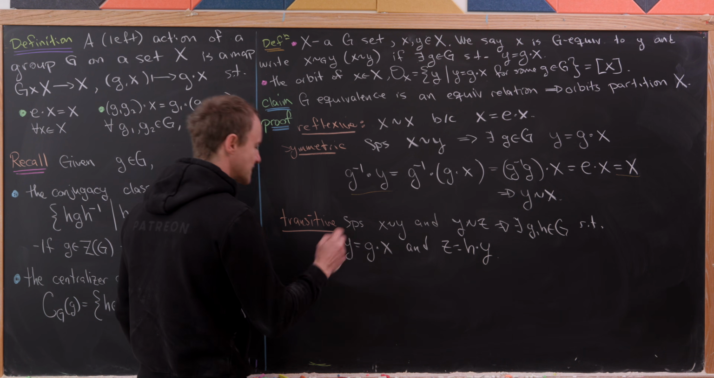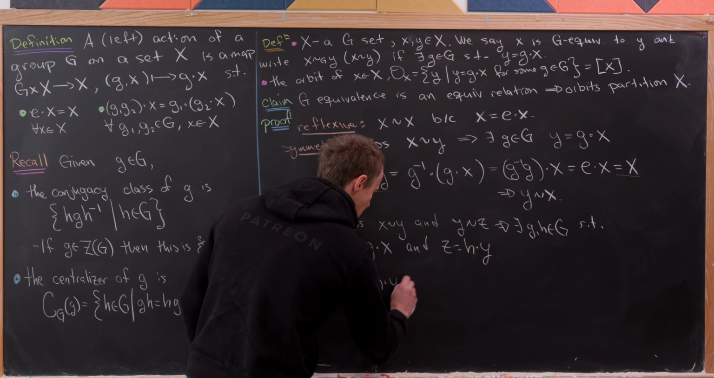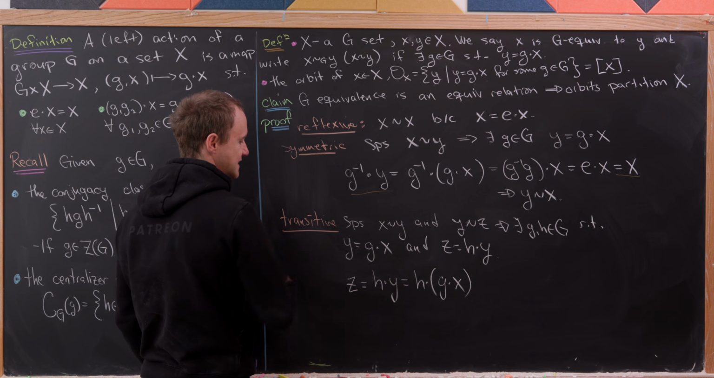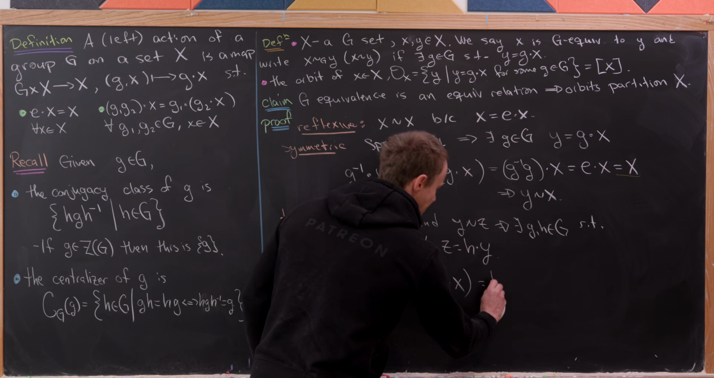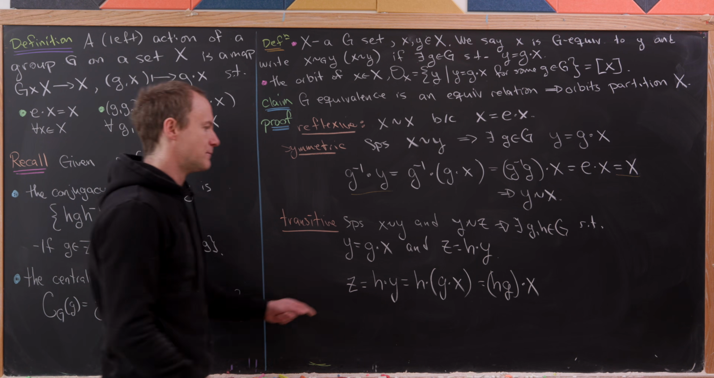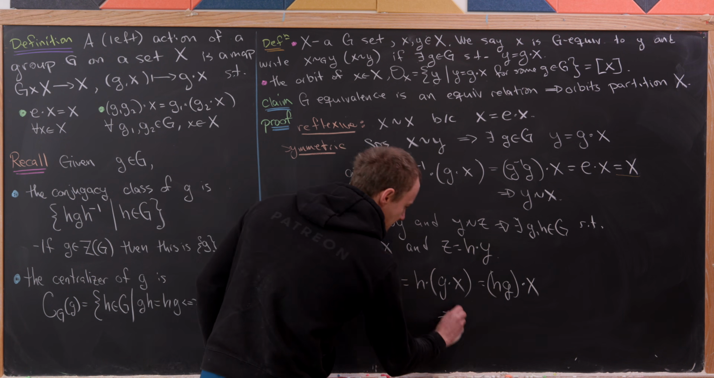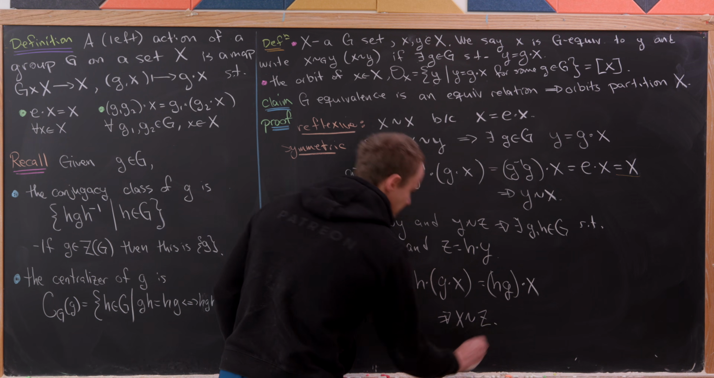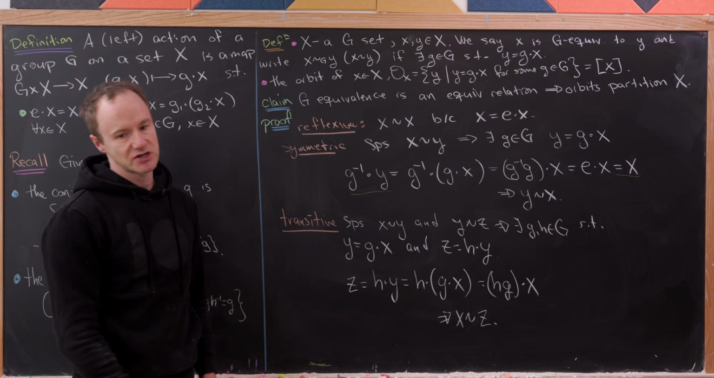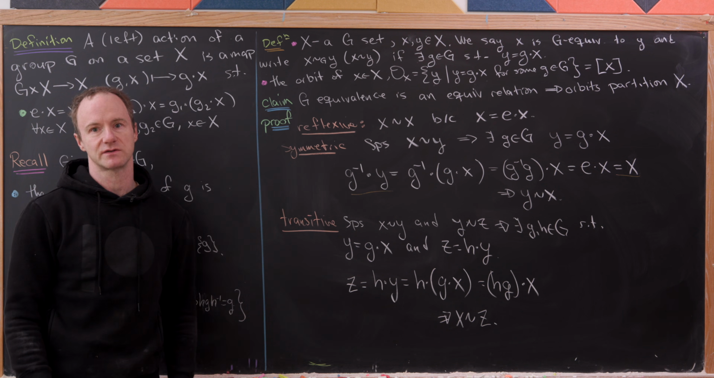But now we're essentially home free because we can write z as h dot y, which is h dot g dot x, just replacing y here. But then we can regroup and we'll see that this is hg dot x. But again, that equation right there tells us immediately that x is equivalent to z. So we've got reflexivity, symmetry, and transitivity, which means that we in fact do have an equivalence relation.